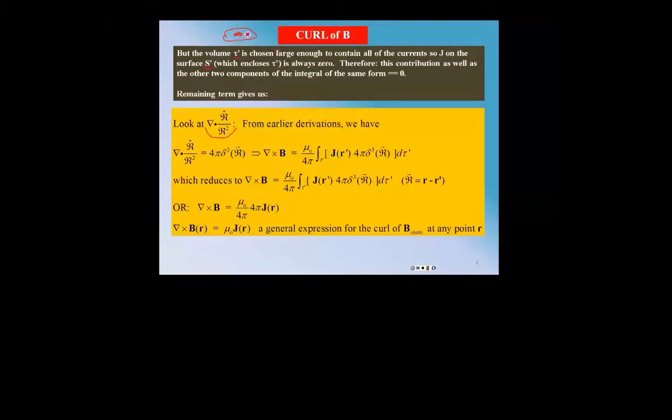So what that means then is that the surface contribution, as well as the other two components of the integral of the same form, equals 0. So we end up then with one remaining term, and we have to look at this divergence of r hat over r squared. If we go back here, we're talking then about this factor right here. If we remember then that the divergence of this vector is equal to 4 pi times the delta function in 3 dimensions of r vector.